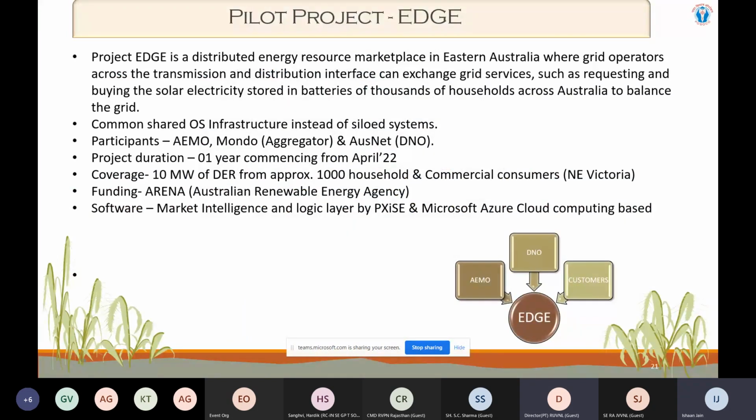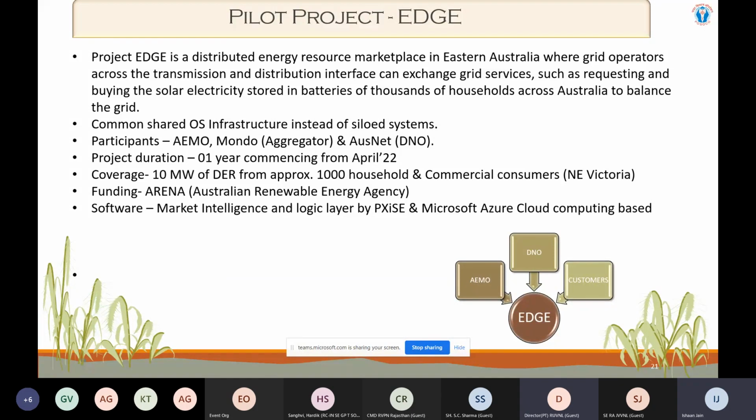This is a pilot project which is called EDGE, Energy Demand and Generation Exchange. This was recently launched by the Australian Energy Market Operator. This EDGE is basically a distributed energy resource platform, where grid operators can have visibility of the solar rooftops or batteries available across different households and commercial setups. That way they can visualize where these resources are available.